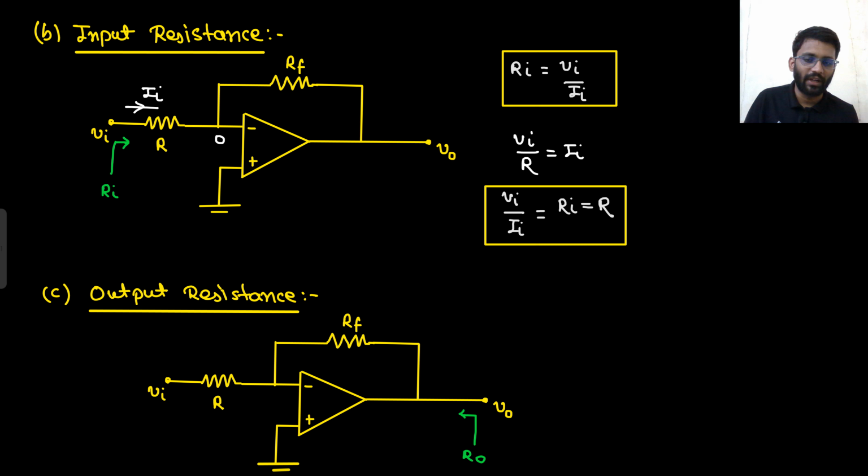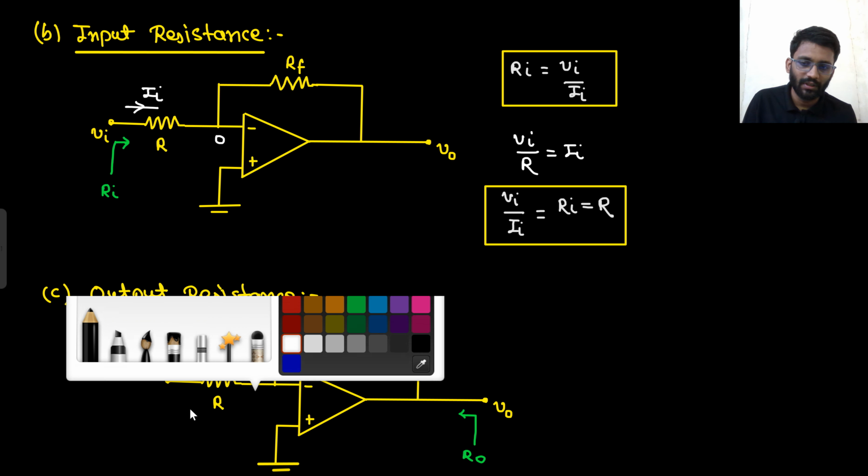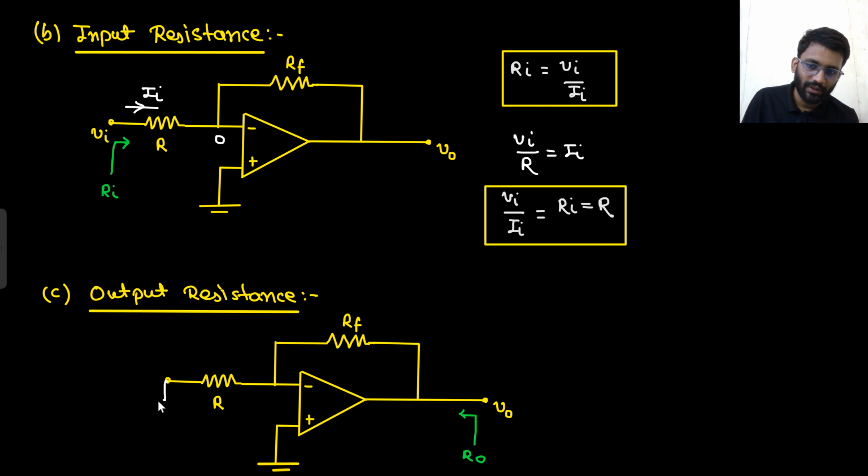What is the output resistance? For calculating output resistance, what is the first thing to do? This will be shorted. This is already shorted.